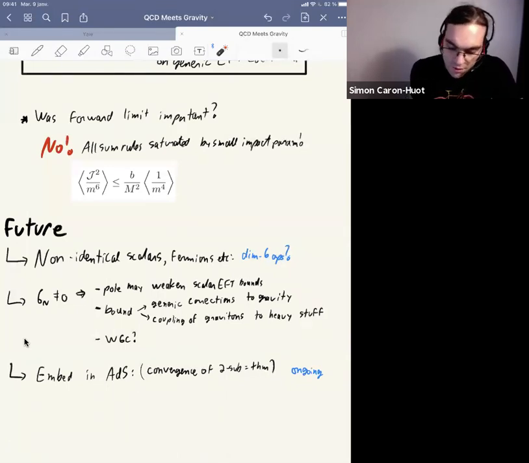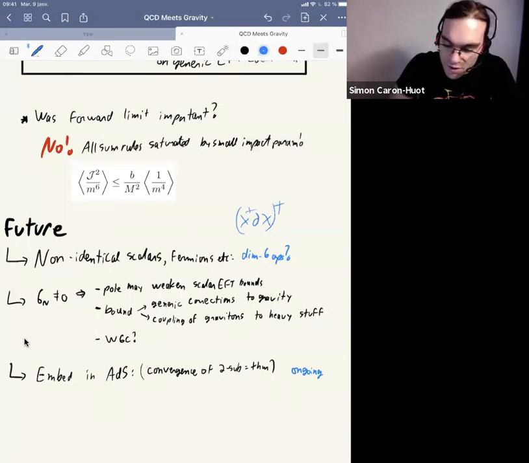So in the future, a caveat of what we did: if you have non-identical scalars, then you can write basically a G1. If you have a Higgs, you can write something like X squared, dX, X dagger dX squared. And that gives you an amplitude that goes only with S. These are not bounded by the method we have. So there remain things to investigate; our setup was very special.